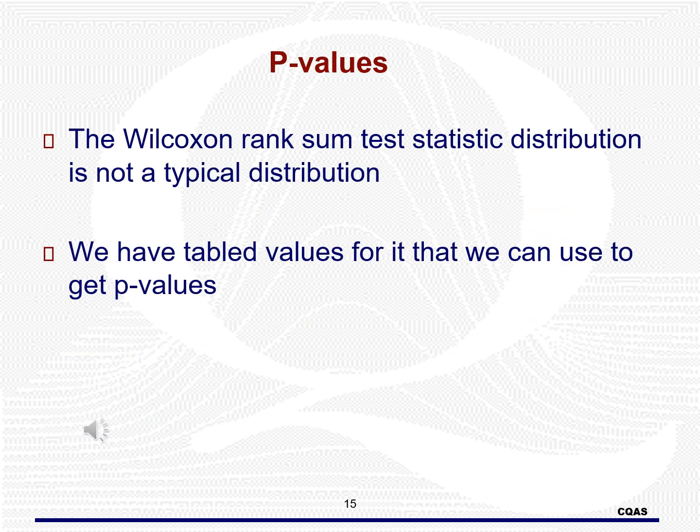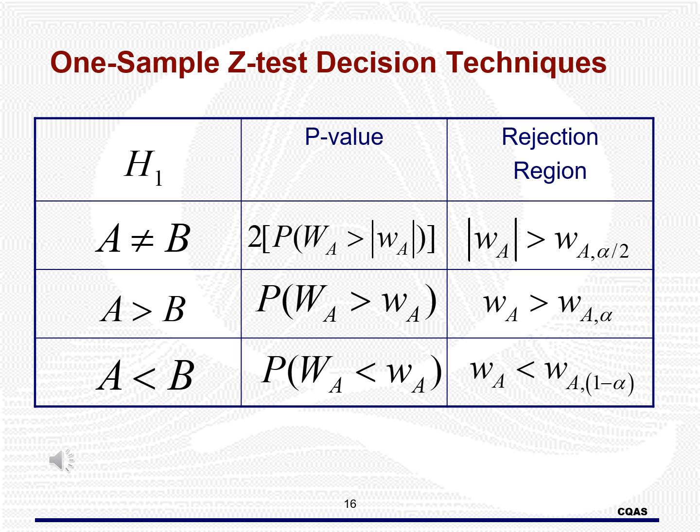The distribution of the test statistic is not a typical distribution such as normal, chi-square, F, etc. That being said, we do have tables for certain combinations of sample size. We can use them to find the p-value for the test. How do we find the p-value? Here are the alternatives and how to calculate the p-value and build the rejection region.